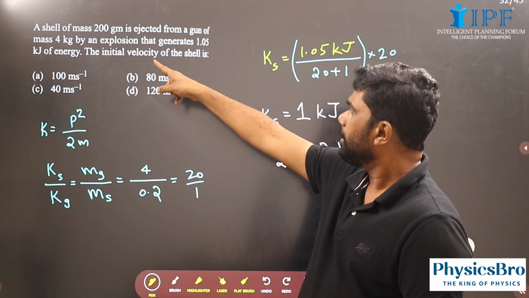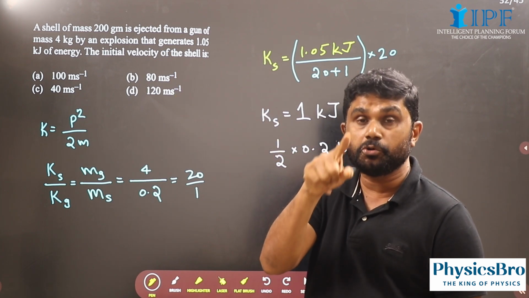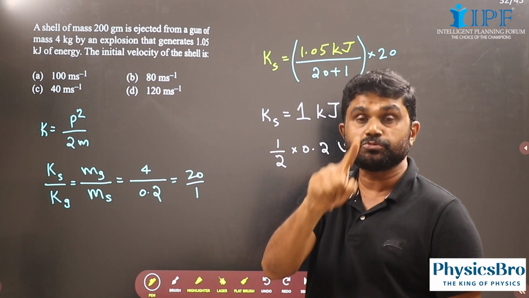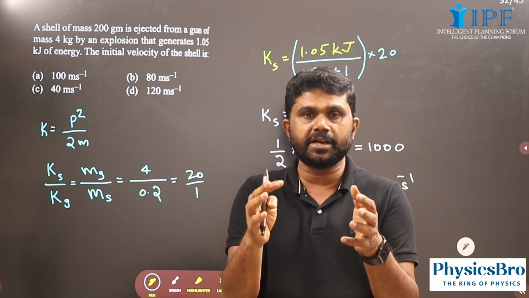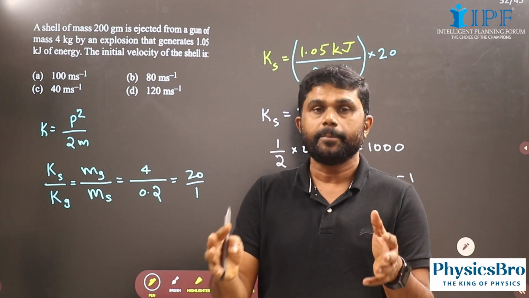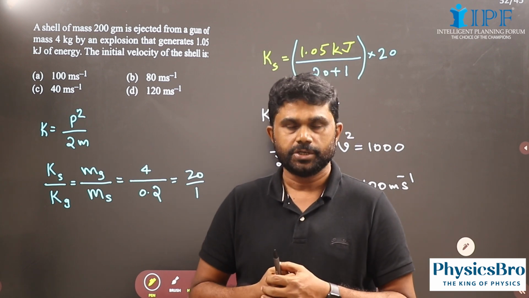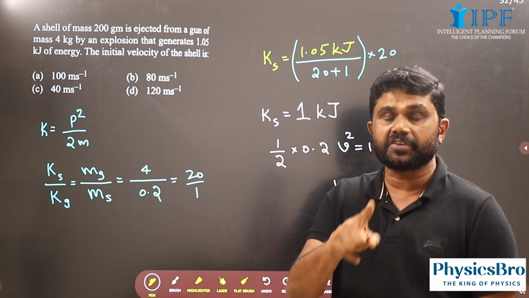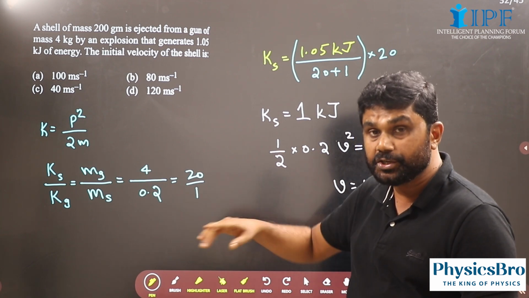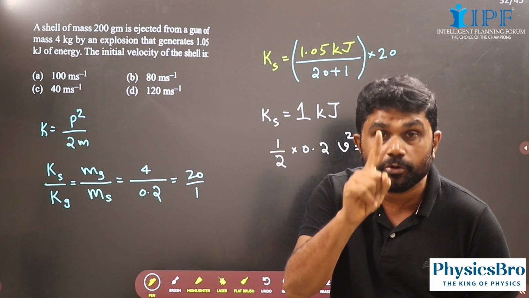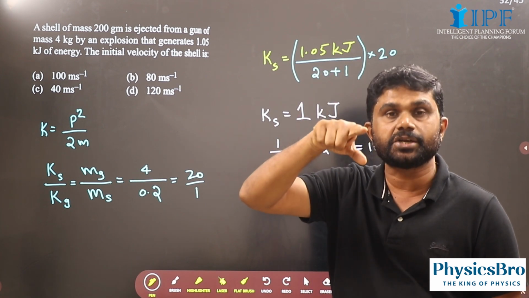Now see, the explosion generates 1.05 kilojoule of energy, means 1050 joule of energy. That is the total kinetic energy of the gun and the shot together, means Ks plus Kg is 1050. That total kinetic energy 1050 must be divided in the ratio 20:1, means it is to be divided into 20 plus 1, 21 equal parts. When 1050 is divided by 21, that is equal to 50.